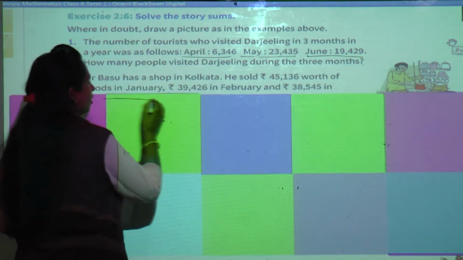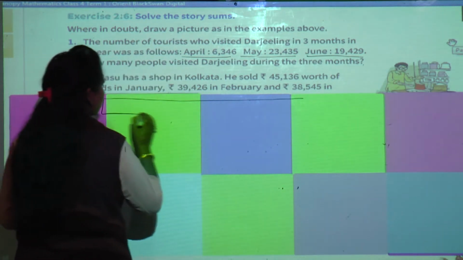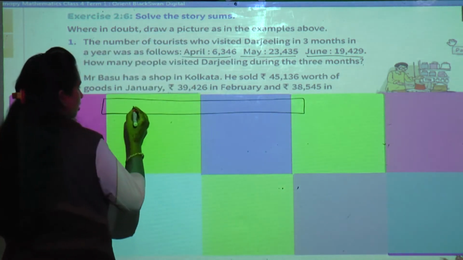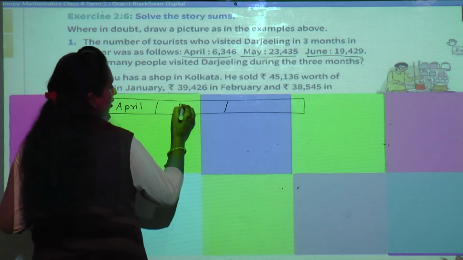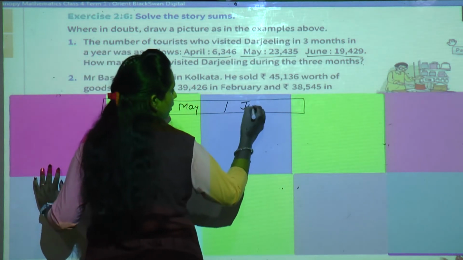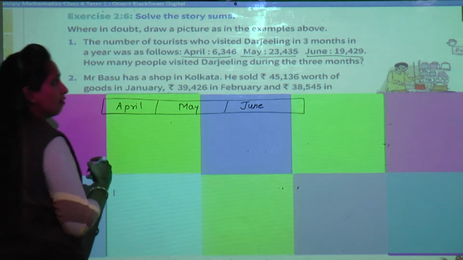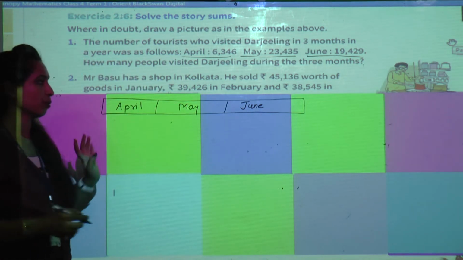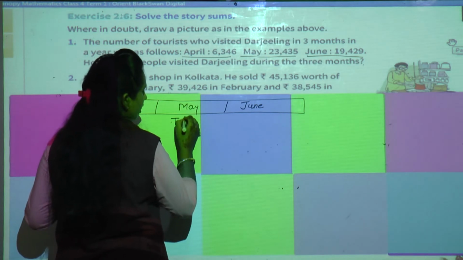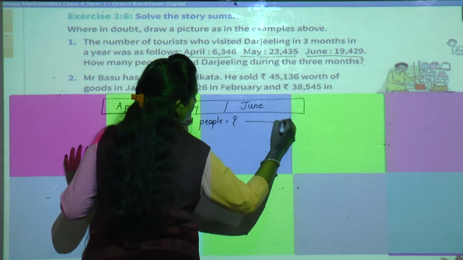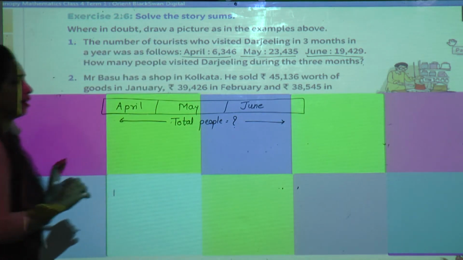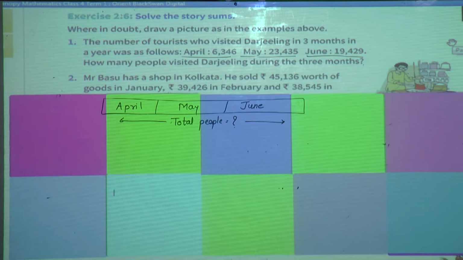So how can we draw here? See, April, May and June. So we have the numbers for April, May and June, and we have to find out the total people who visited in 3 months. Okay. Now we have to present it in a sentence. How can we write the sentence? Tell me, students. See, what is the question?